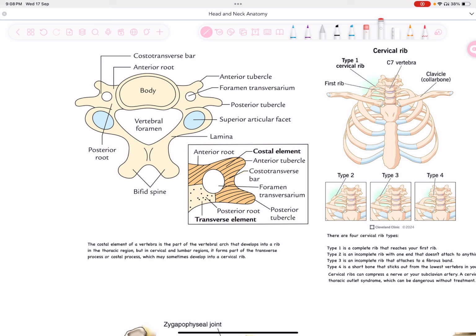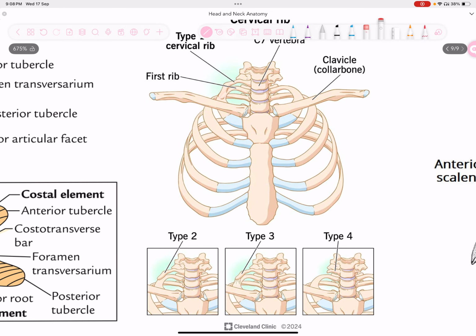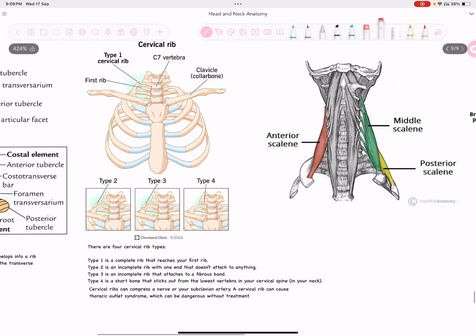Now, a cervical rib is an additional rib arising from the seventh vertebra and usually gets attached to the first rib near the insertion of the scalenus anterior muscle. Now, we know that scalenus anterior is a muscle of the neck, and it inserts into the upper superior surface of the first rib, right?